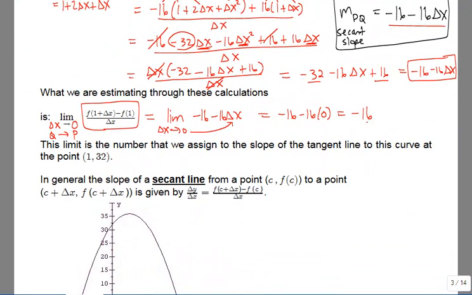And what's the significance of this negative 16? When you take the limit as delta x goes to 0, this answer becomes the slope of the tangent line. Okay? So this limit is the number that we assign to the slope of the tangent line to the curve at the point (1, 32).